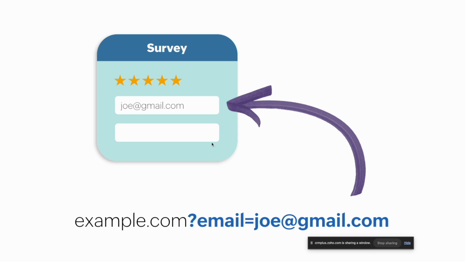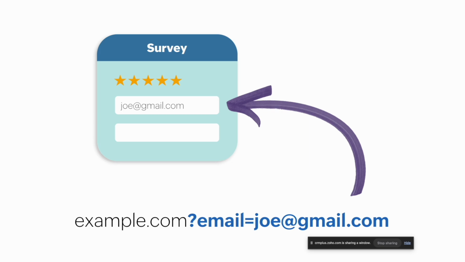The basic way that this works is you start with your basic URL, example.com, and then if you add on your parameters, you have to follow a specific format. The first parameter is always question mark, parameter name, equals, and value. So if we wanted to track that joe@gmail.com is going to the page, then we would go example.com, question mark, email equals joe@gmail.com.